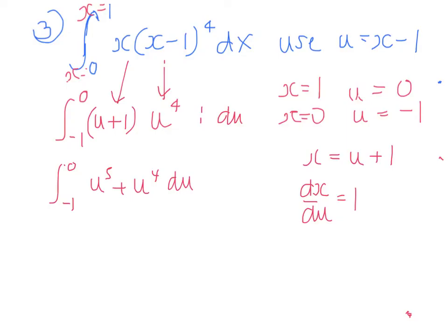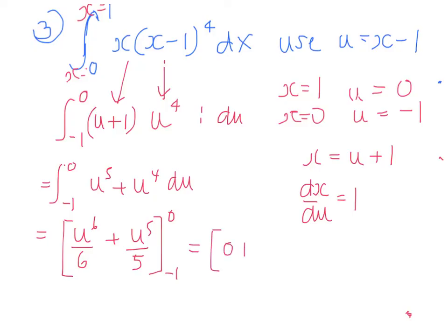So integrating that, sorry I haven't put my equal signs in, we've got u to the 6 over 6 plus u to the 5 over 5. And we don't need to replace our x because we've already changed our limits, so these now correspond to u. Okay, so putting 0 into both of those terms will just give us 0. And then we've got minus 1 to the power of 6 will give us 1/6. And then minus 1 to the power of 5 will give us minus 1. So plus there, minus 1 over 5.